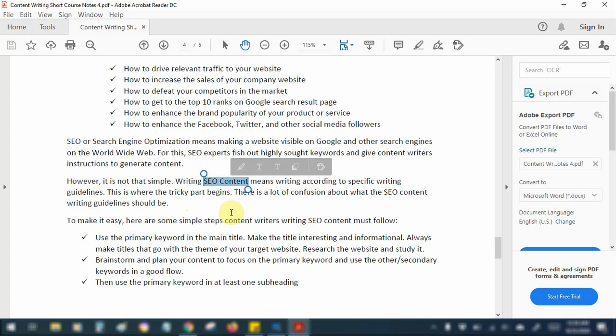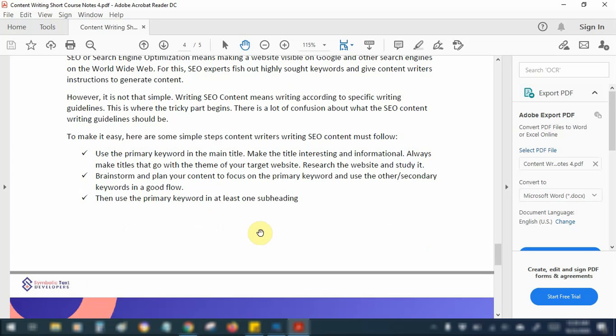This has to be the SEO expert's responsibility, to provide the keywords for you. But making use of those keywords to create good content is your responsibility. So you have to make sure you do your research and write meaningful content. And I have given some writing steps that a copywriter must follow for SEO content, and they include using the primary keyword in the main title.